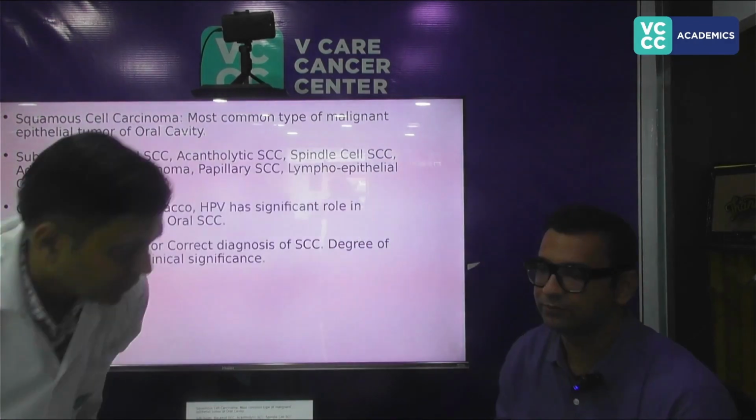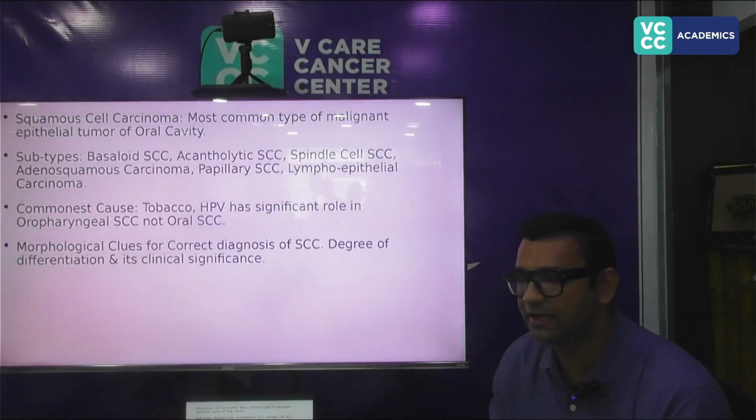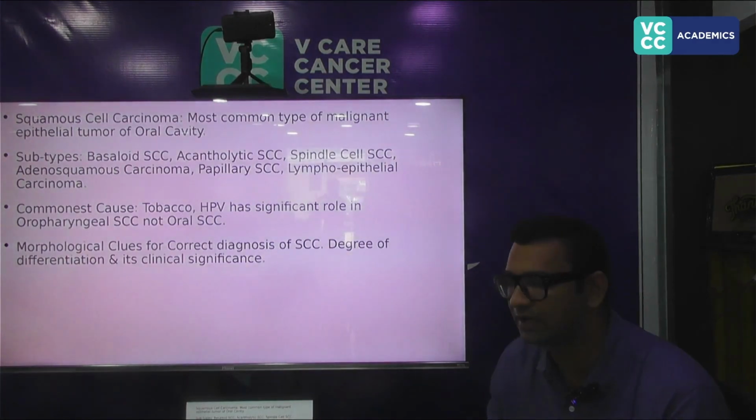Acantholytic SCC is another variant where the adhesion molecules are lost between the tumor cells, so they are dispersed and there is an easy chance to metastasize to the nodes and other parts.